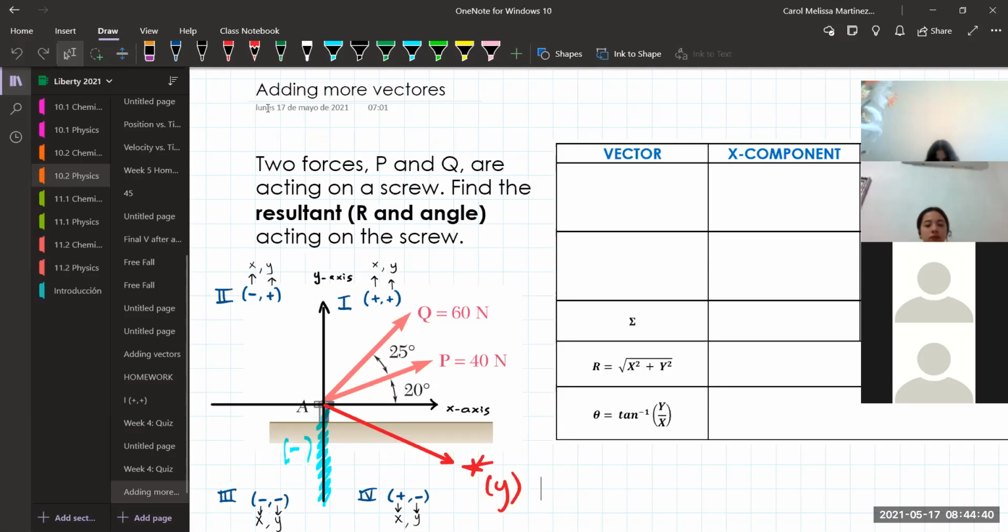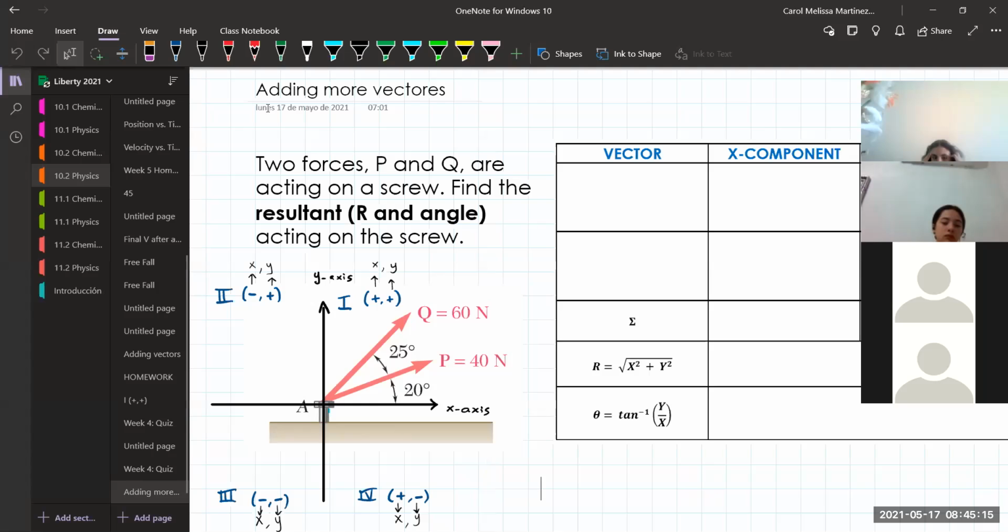Also, if you don't want to memorize like that, you can tell that in the fourth quadrant, the y is negative. There are many ways to see that. Another way to see it is that my arrow is going to the right, but also it's going down. So there are many ways to tell if the sign of my component is going to be positive or negative.